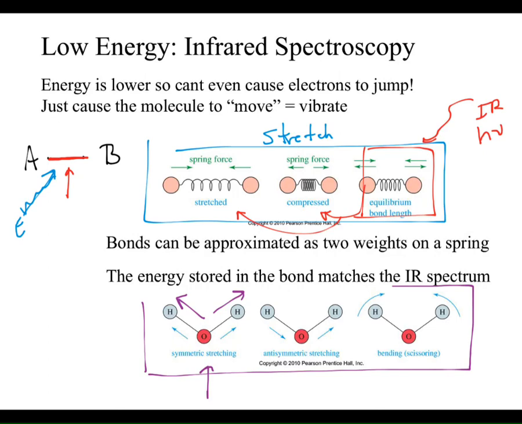Or you could think about it as someone just punching their arms out at the same time, in sync with each other. If we look at antisymmetric stretching, we punch the right arm, and as we pull the right arm back in, we punch out the left arm. So it's kind of an oscillation, but really what we're looking at is an antisymmetric stretch.